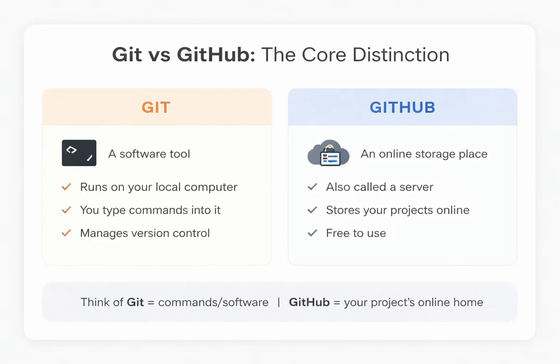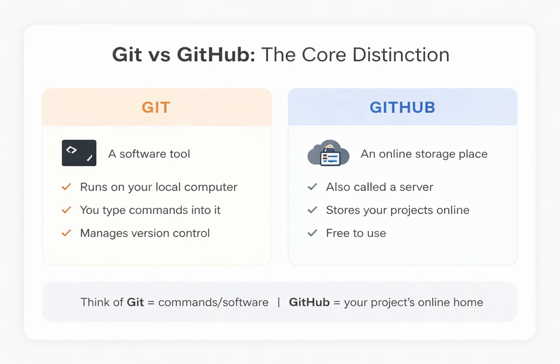So let's quickly pick up from where we left off. The instructor makes a very clean distinction here between two things that beginners often confuse, Git and GitHub. Git, in simple terms, is a software tool. It's something that lives on your computer, and you interact with it by typing commands. GitHub, on the other hand, is an online place to store things, essentially a server, where you can push your projects so they're saved online. And the best part? GitHub is free to use.